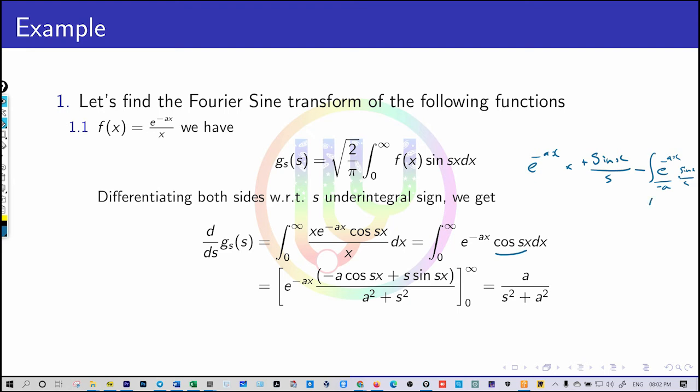This term you will again integrate by parts, and in such a case you will end up with an equation like this: e raised to minus ax into minus a cos sx plus s sin sx divided by a square plus s square, from 0 to infinity.